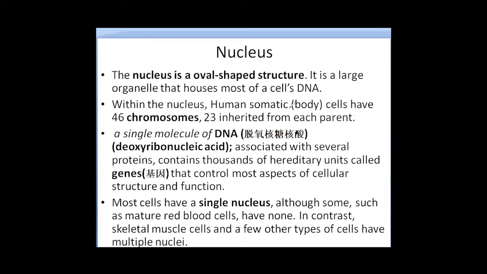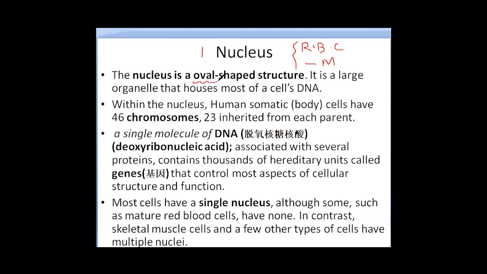Most cells only have one nucleus. One cell, one nucleus. We truly have some examples. We say a matured red blood cell doesn't have a nucleus. And skeletal muscles have multiple nuclei. So that's some examples, but mostly one cell, one nucleus.